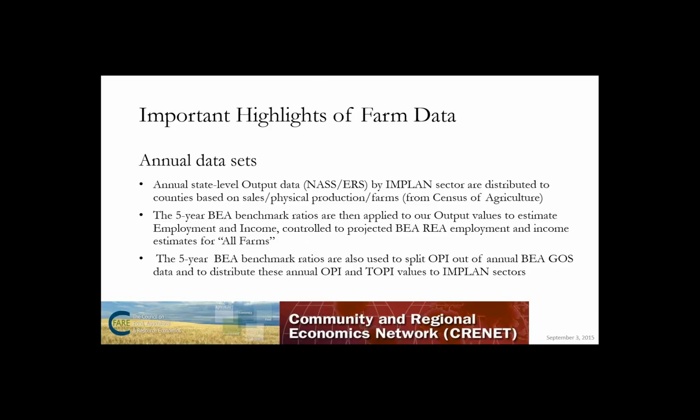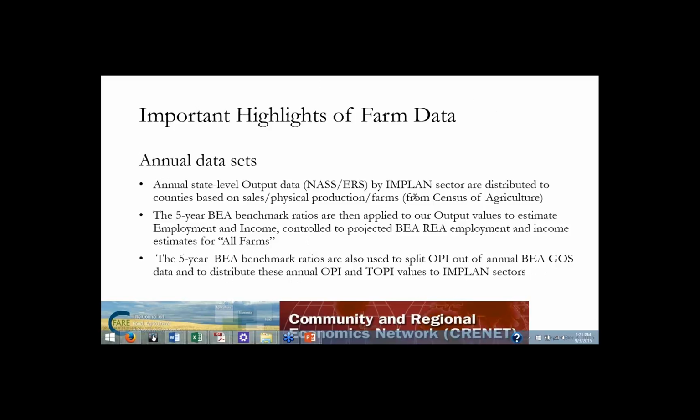Ratioing out to the counties changes every 5 years because of that census. And then these 5-year BEA benchmark ratios that were mentioned in the previous slide and are detailed in the document, they're applied to these output values to estimate employment and income. Basically, we have no source of employment and income for all the farm sectors on an annual basis.